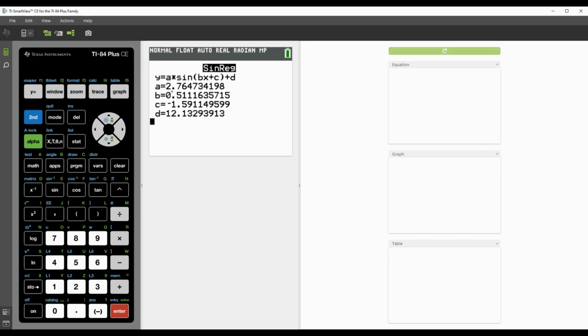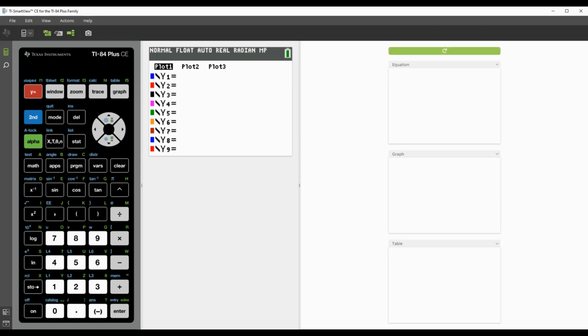So you can fill in all these pieces. 2.76 is going to be your A, and then there's your B. See, notice they did a C, which shifts the graph, and then a D, which is going to go up 12. If you go to y is equal to 2.765 sine of 0.511. Now technically it's t, but I'm going to write x. And then 1.591. These are the numbers that I just got off of my regression.